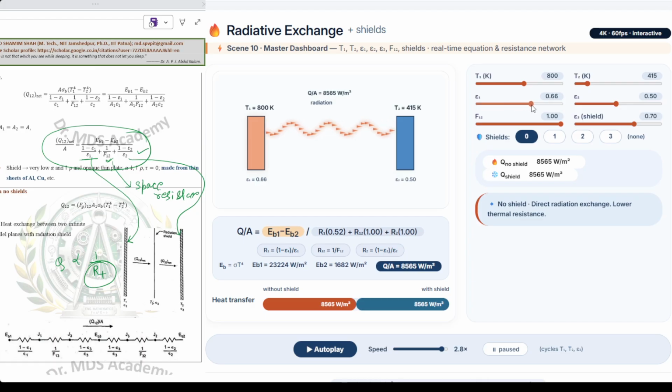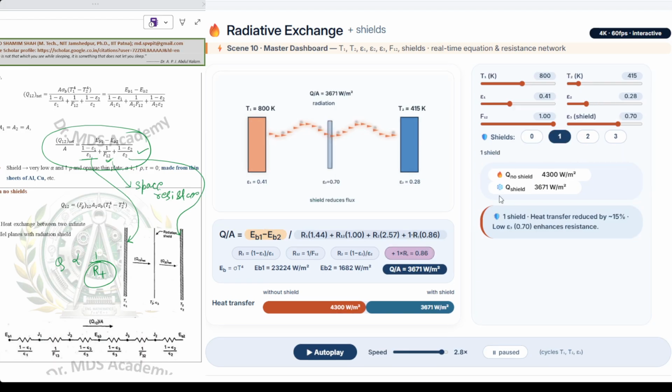Now for emissivity: the more the emissivity, the more the heat transfer rate, which means more heat is being radiated by surface 1. Similarly for the emissivity of surface 2. See the expressions here. Now let's switch to the number of shields, Q. I am putting shields in between surface 1 and 2. Let's click 1. By placing one surface in between 1 and 2, see how the heat transfer rate is affected.